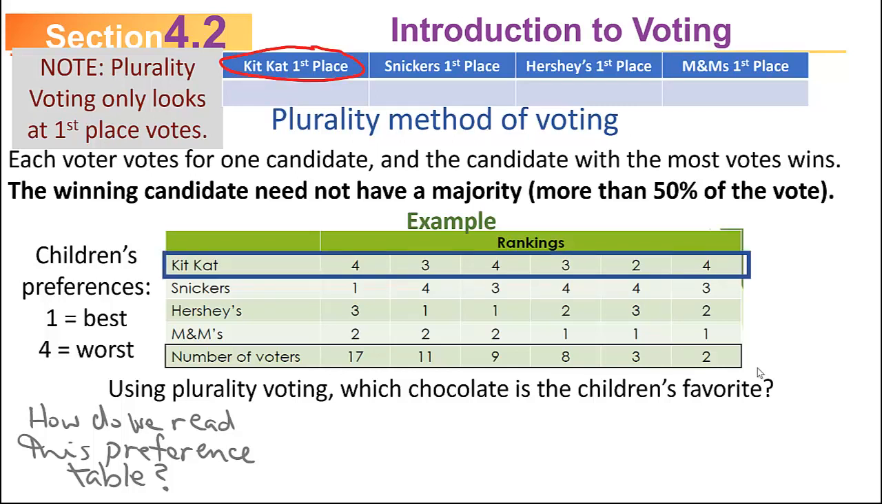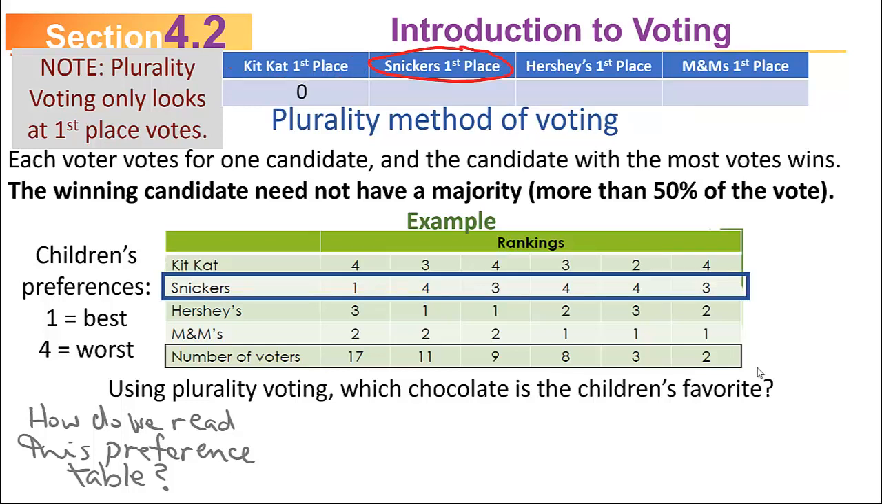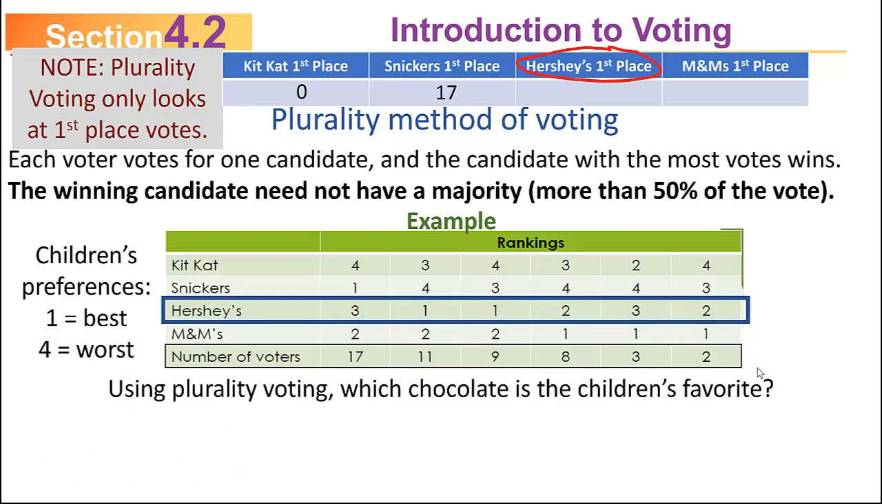So I'm looking through, let's start with Kit Kat. If I scan through the first row, which is the Kit Kat row, there are absolutely no first place votes for Kit Kat. So that's a 0. Moving to the second row, which is Snickers, there are some first place votes. 17 children voted Snickers first place. But that's it. Moving to the third row, Hershey's, there are 11 children and 9 more, for a total of 11 plus 9, 20. So 20 children voted Hershey's first place.